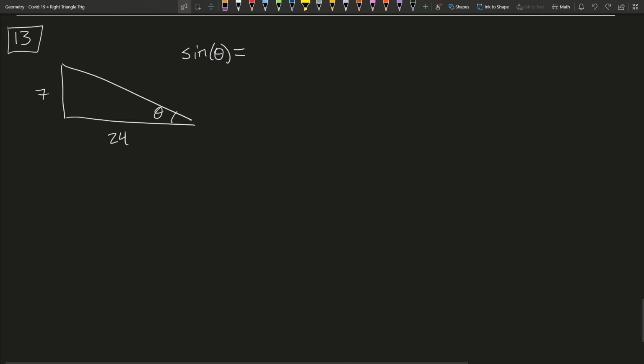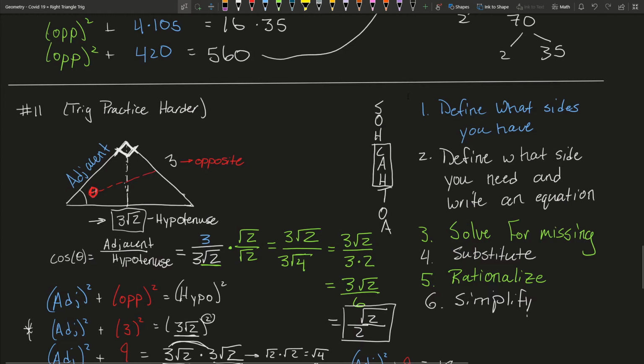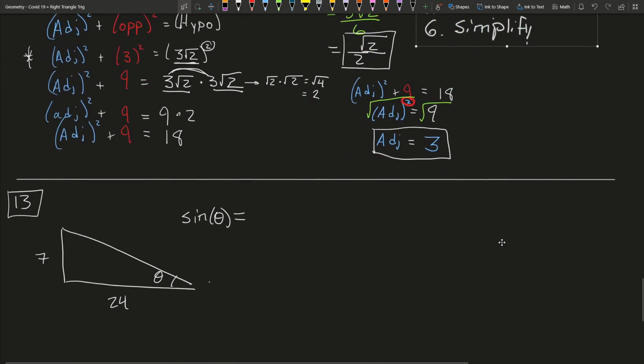Okay. So on number 13, we're given this diagram. Theta, we have one side that's equal to 7 and one side that's equal to 24. All right, and remember, step 1 is to define what sides you have.